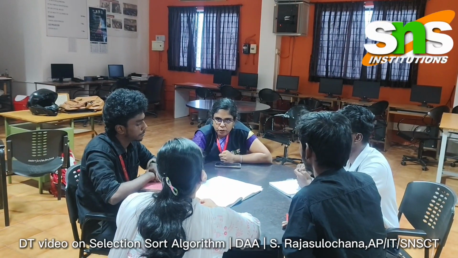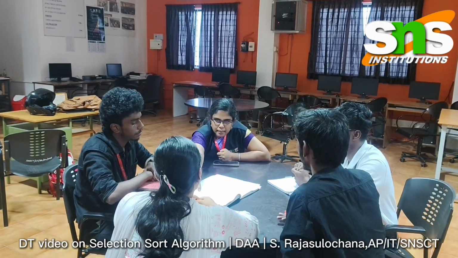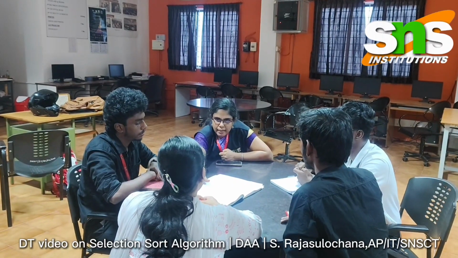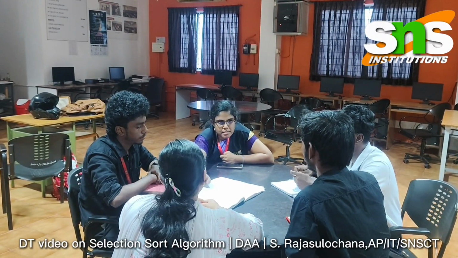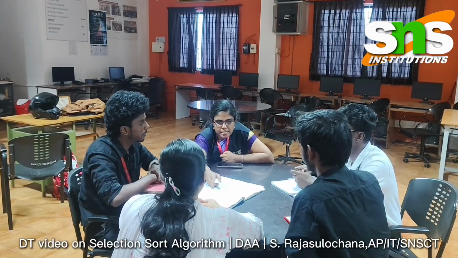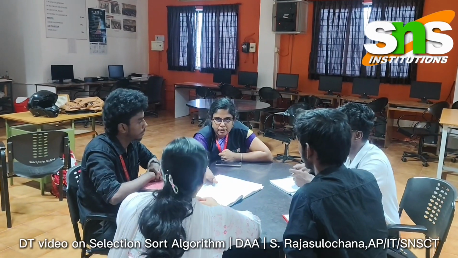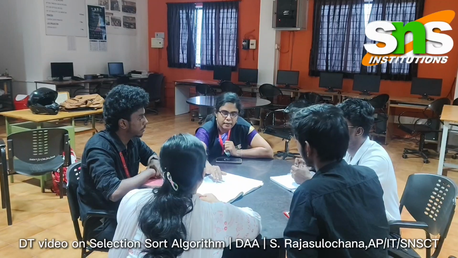So here we have two for loops. The outer for loop continues till n minus 1, and the inner for loop also goes till n minus 1. So the time complexity will be n minus 1 into n minus 1. Since this is a nested for loop, it is a product. So totally it is n squared.